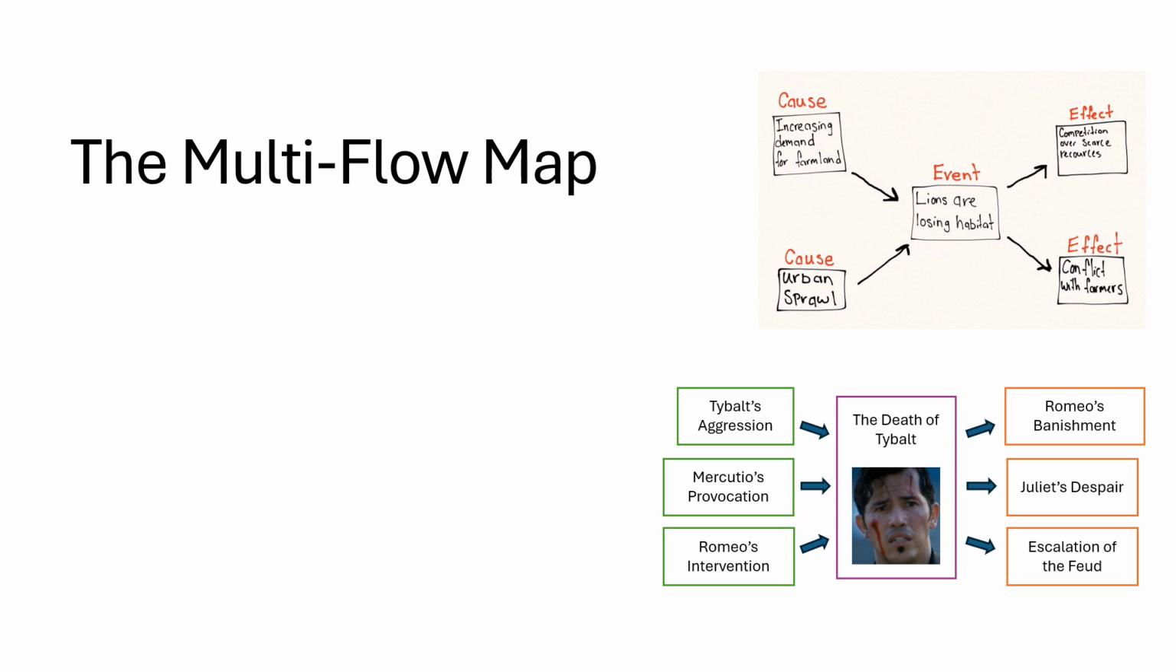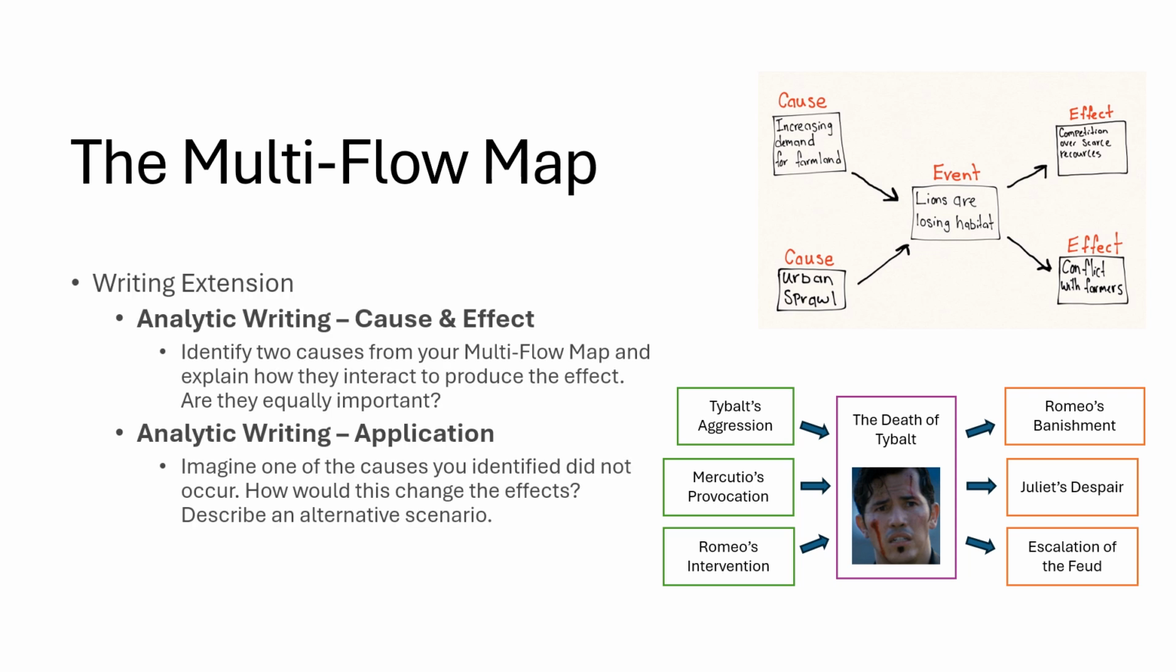And then let's think about our writing extension as we've done with the other maps. First of all, cause and effect. Identify two causes from your multi-flow map and explain how they interact to produce the effect. Are they equally important? And then also application. Imagine one of the causes you identified did not occur. How would this change the effects? Describe an alternative scenario.